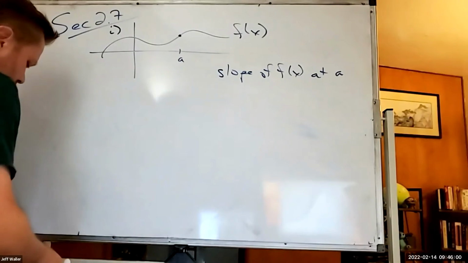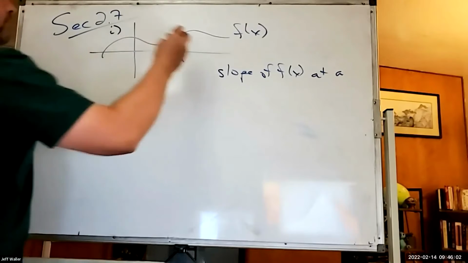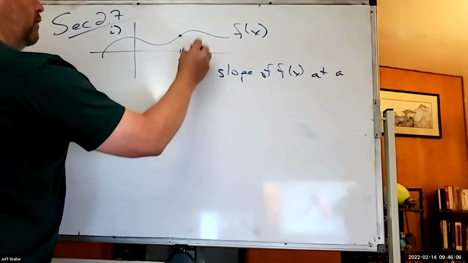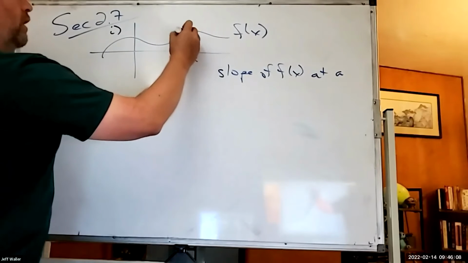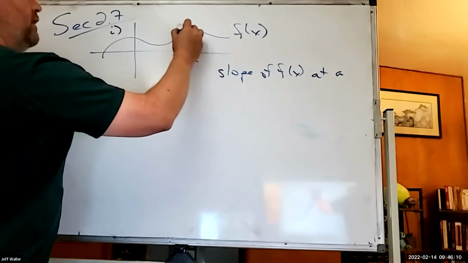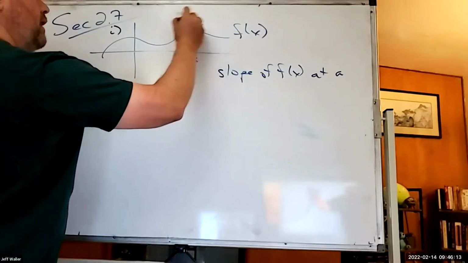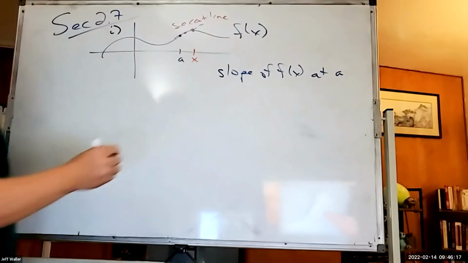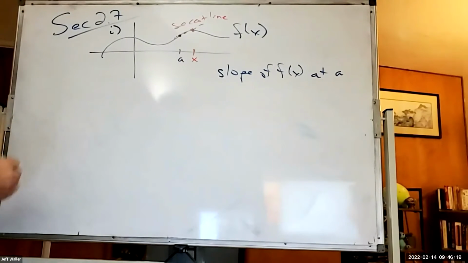is to take some other point. It doesn't matter where it is. I'm going to call it x. And we find the secant line, yes? We find the secant line. Let's not use red. Red's a little bit faint.